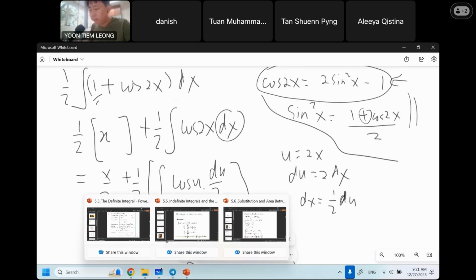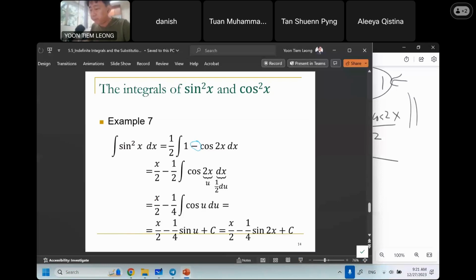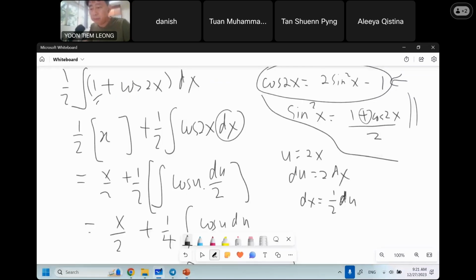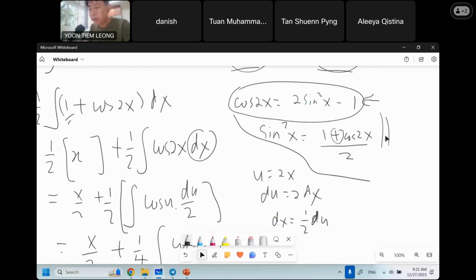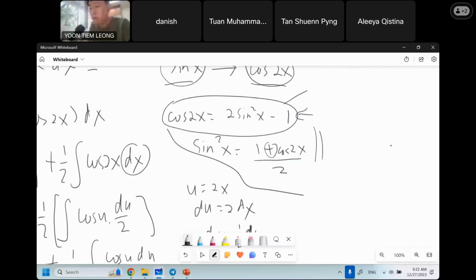Maybe, here I'm making use of the fact that sine square x is equal to half of 1 minus cos 2x. So either this one is correct or this one is correct. I think I might be making some mistake here. Let me see what would happen. Yeah, maybe this is not correct. How do I check whether cos 2x is equal to 2 sine square x minus 1 or the other way around? The way to check is this. I'm demonstrating how to check the formula, okay?